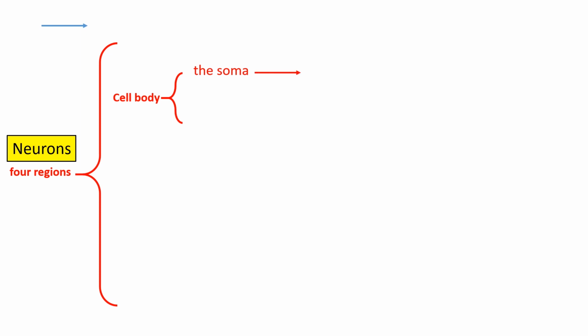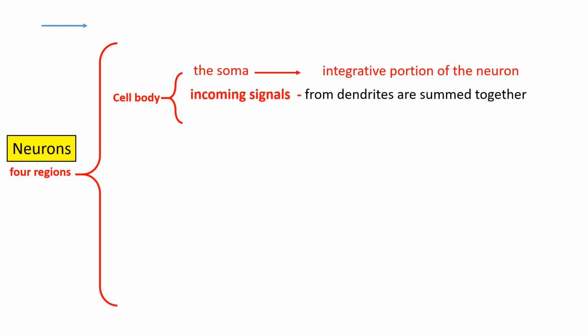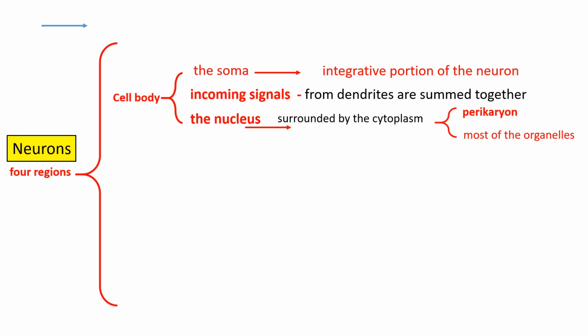Neurons. There are 4 regions in a neuron. Cell body, the soma of the neuron. It is going to integrate information. It receives information from dendrites, and the nucleus is surrounded by cytoplasm, and this cytoplasm is called the perikaryon, and this cell body is going to contain most of the organelles: mitochondria, Golgi apparatus, endoplasmic reticulum, and so on.